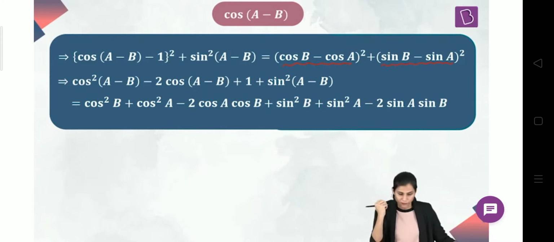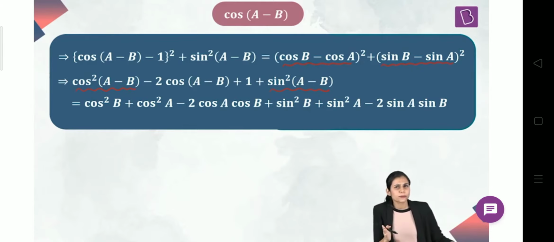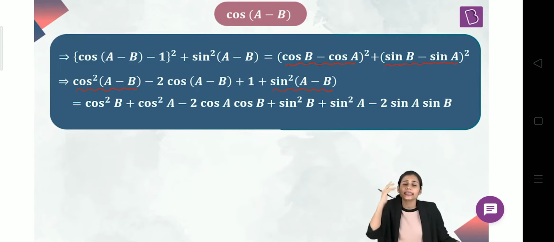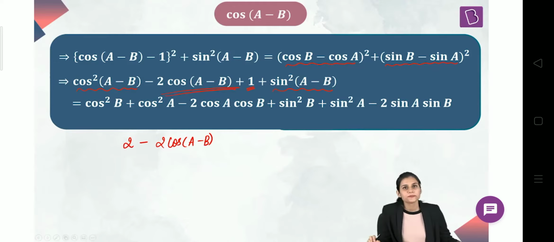Okay, let's simplify this. Well, this is cos square of (a minus b) plus sine square of (a minus b). You know cos square theta plus sine square theta is 1 for any angle theta. Cool. So cos square (a minus b) plus sine square (a minus b) is going to give me 1. This is minus 2 times cos of (a minus b). Cool. And here I have a plus 1. So 1 plus 1 will make this 2. That is left hand side simplification. Let's move on to the simplification of the right hand side.